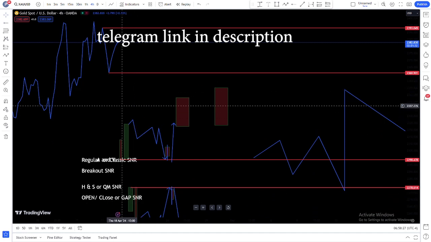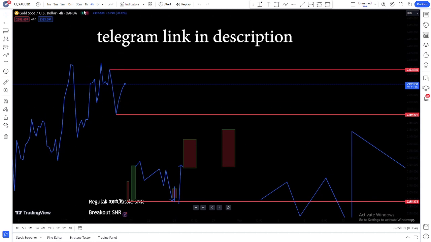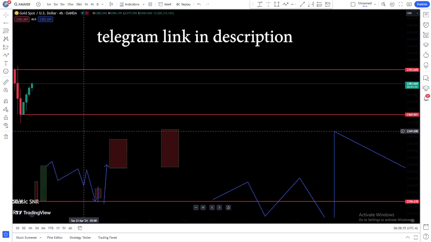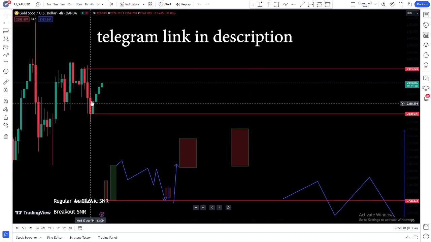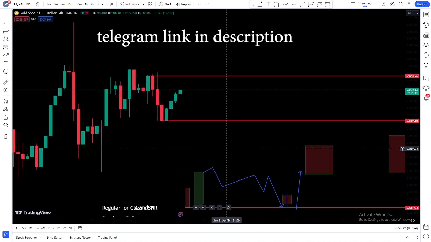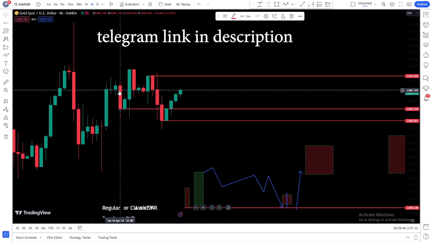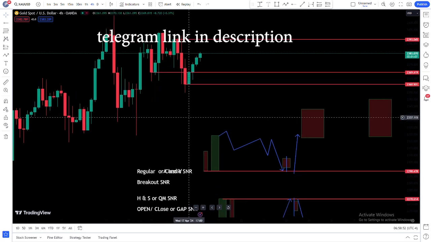Now look at what we can expect when the market comes back to this kind of level. First, we see a rejection, and eventually we are seeing a down movement. Also, if you look at this one here, we have a V shape, which is a red candle and a green candle, and see the reaction here, and eventually we are seeing the market goes to the upper side. So this is what we are calling the regular or classic SNR.